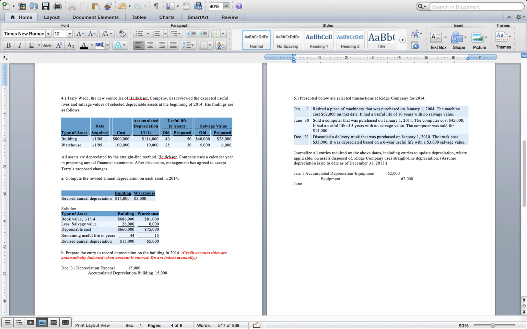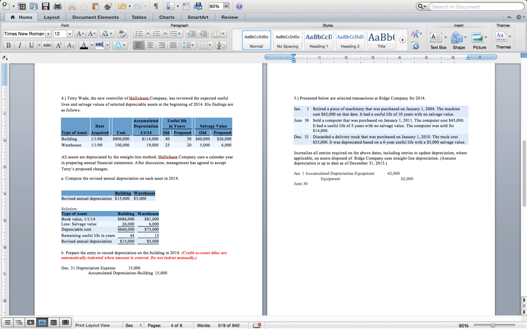Next one now, at June 30th, it says here, sold a computer purchased on January 1st, 2011. The computer cost $45,000, has a useful life of 5 years with no salvage value. The computer was sold for $14,000. Well, we got to make two entries here. First of all, you sold it June 30th, so you're going to have partial year depreciation on that, and then we'll record how much you sold it for.